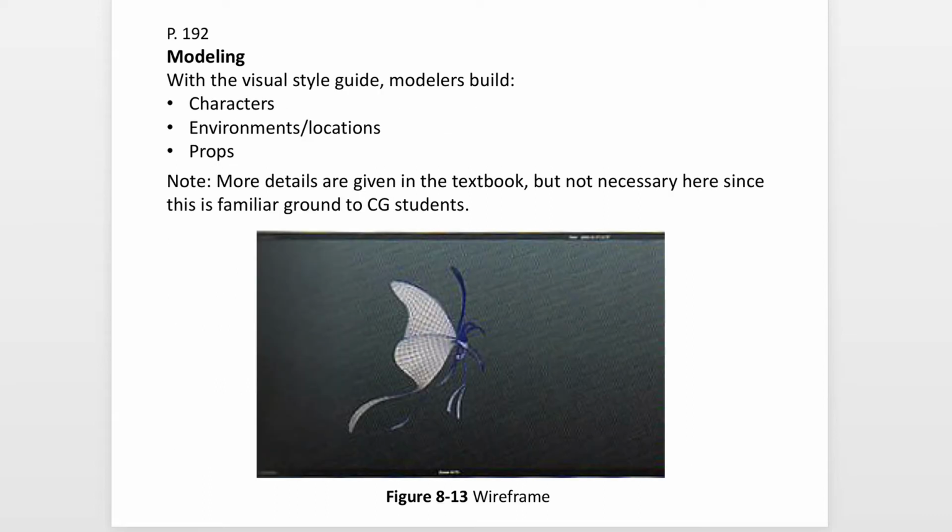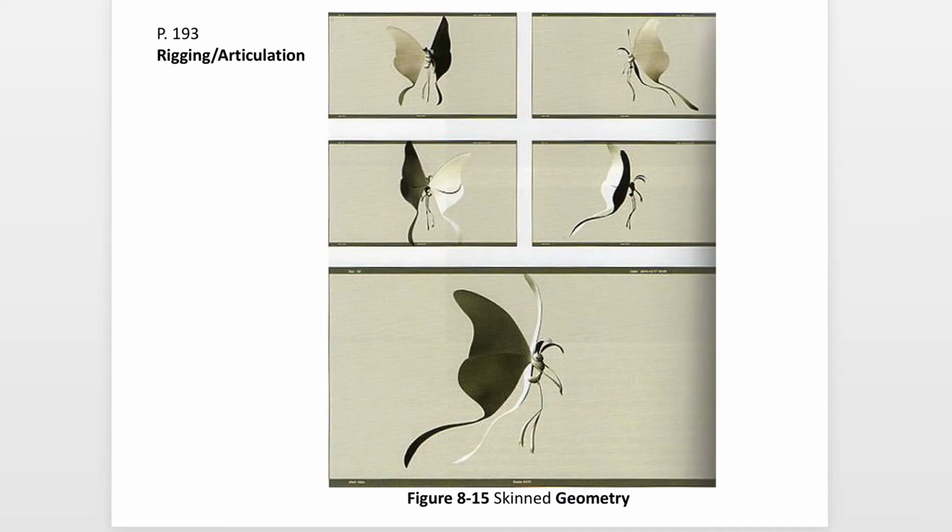Page 192, Modeling. With the visual style guide, the modelers would build characters, environments, locations, and props. Note, more details are given in the textbook, but not necessarily here, since this is familiar ground to computer graphics students, as you see in Figure 8-13, this wireframe of this flying insect. I'm not sure if that's a moth or a butterfly. Page 193, Rigging and Articulation. This obviously is how the work you put into the parameters that you give your character as to how he moves.